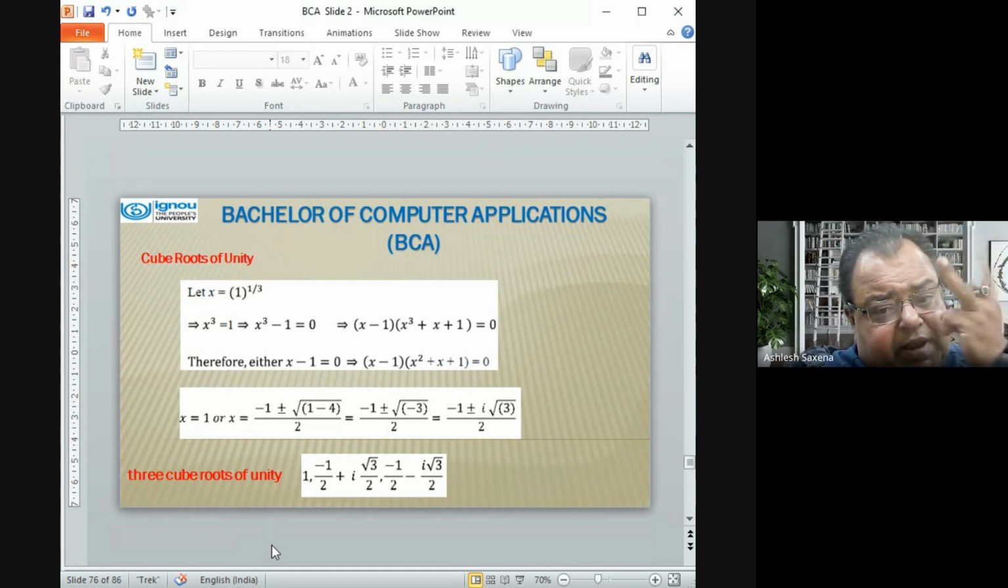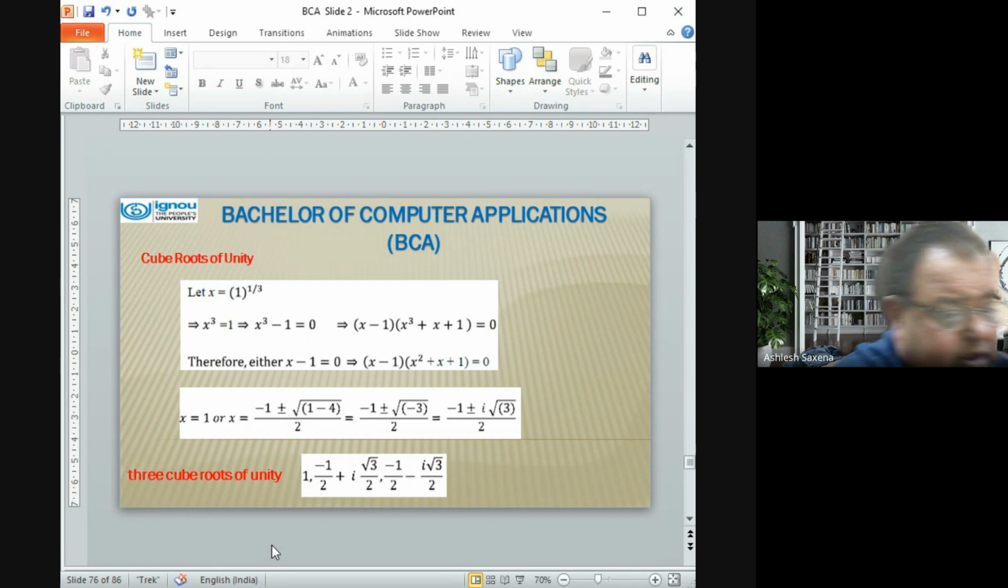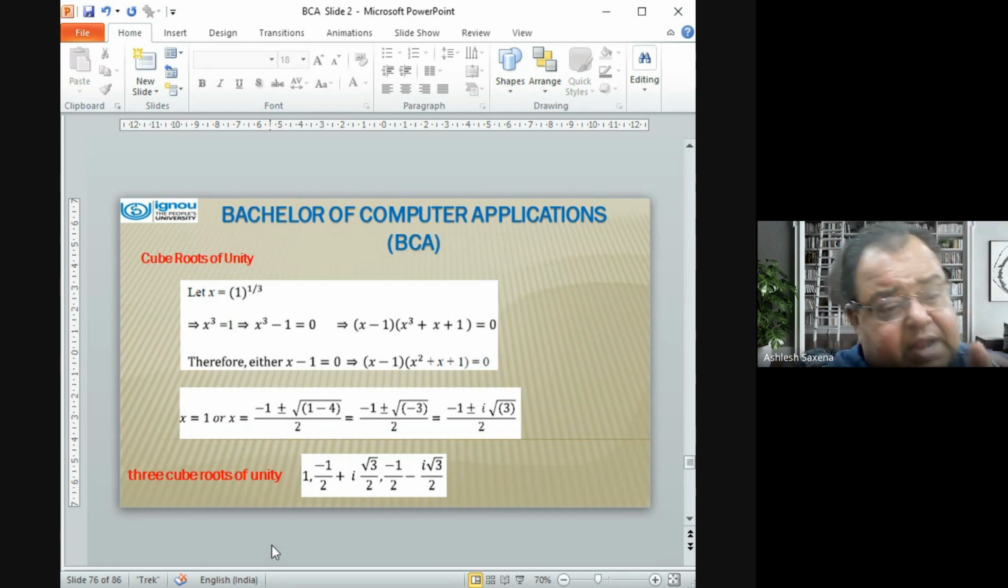The three values of x will be 1, minus 1 by 2 plus iota root 3 by 2, and the third one will be minus 1 by 2 minus iota root 3 by 2. These are the cube roots of unity, because in this we are going to get under root negative 3.